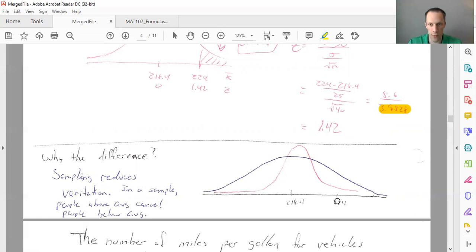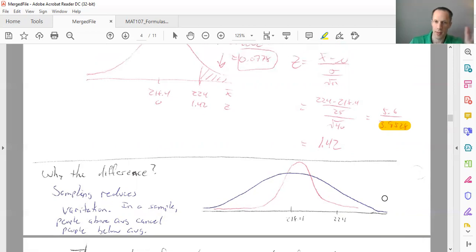If you look at where 224 is, notice there would be much less area under the sample mean distribution than under the individual distribution. I want you to keep this idea in mind that the sample mean stays close to the population mean most of the time. Just file that thought away in the back of your mind, because that's going to be a very important thought for us when we get to chapter 8 and we're doing something called hypothesis testing.